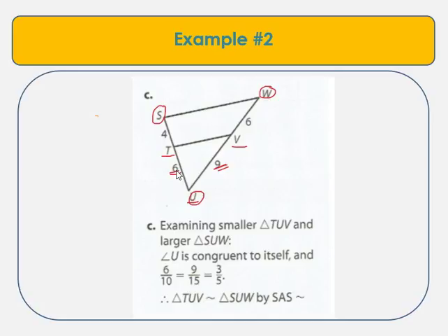And we also have a shared angle. The shared angle is in between those sides, right here, or included in the sides. So we can say, yes, this is a set of similar triangles by side angle side.